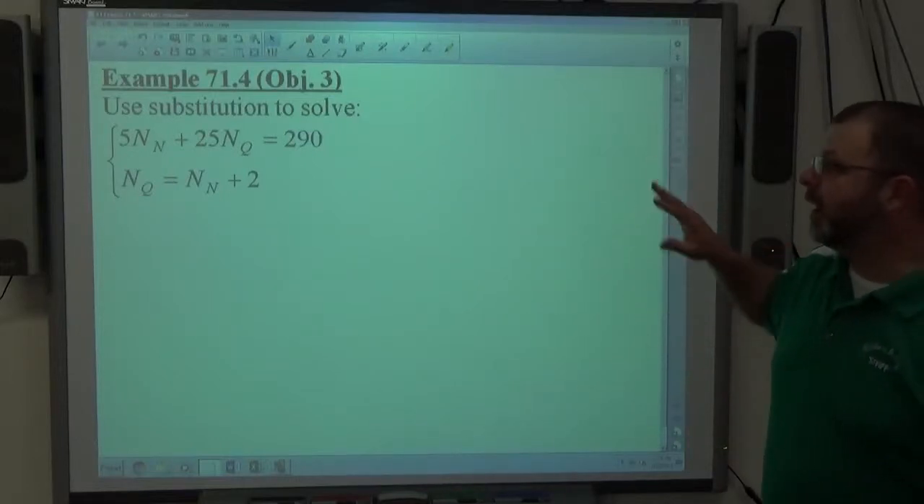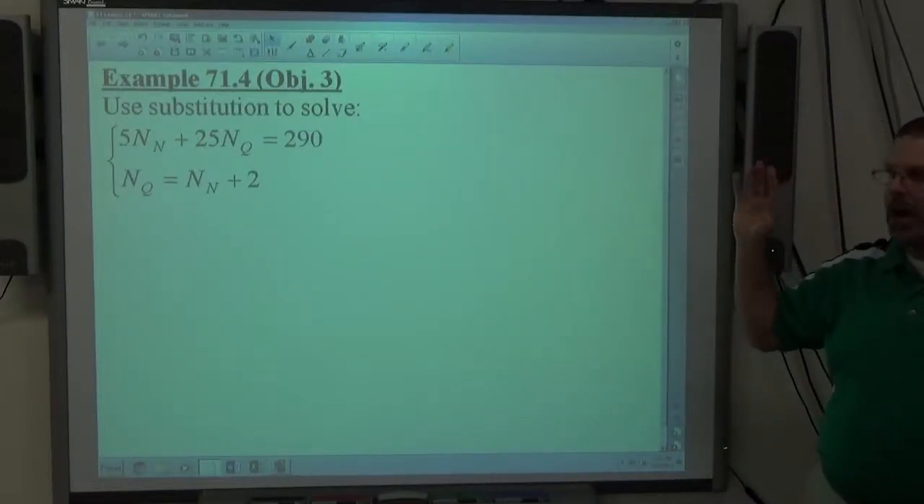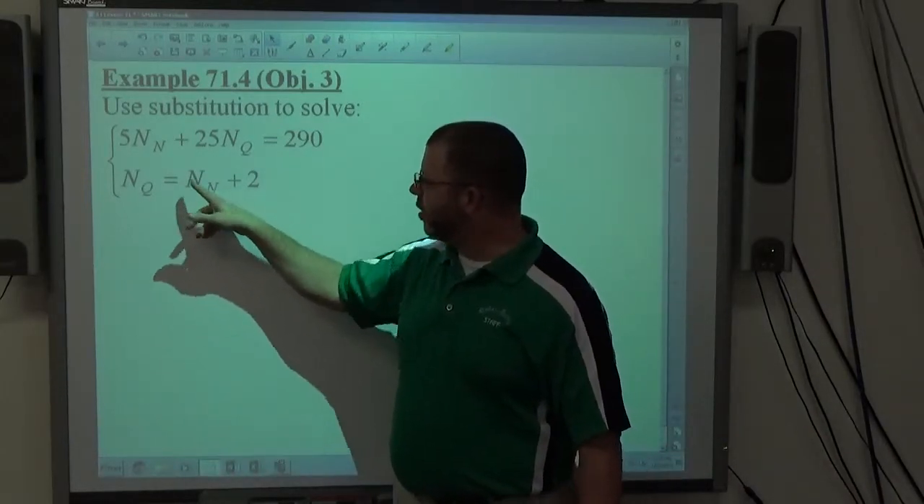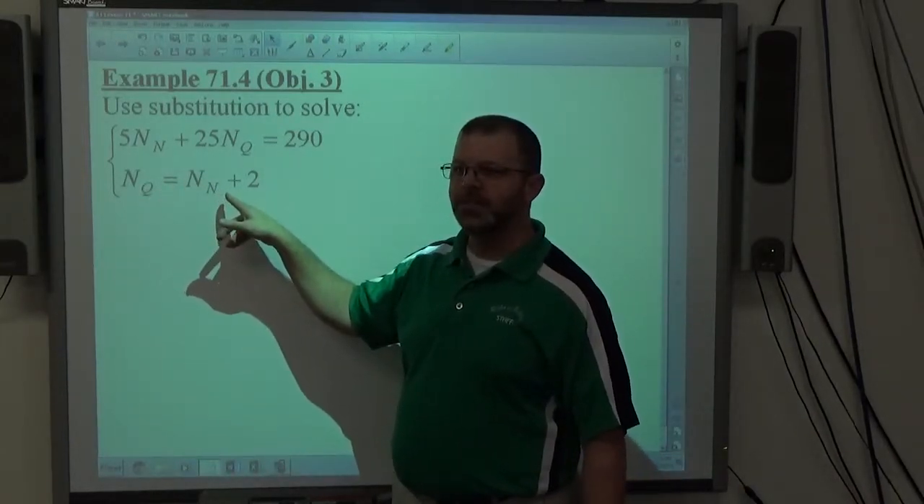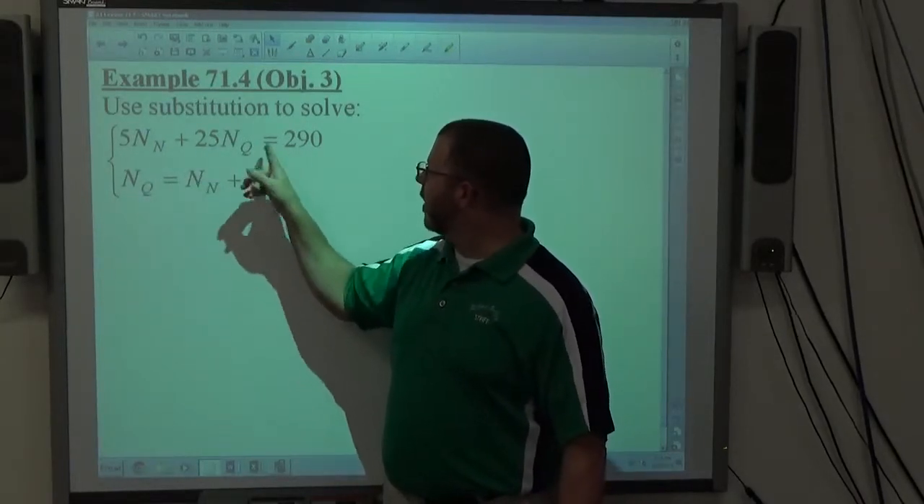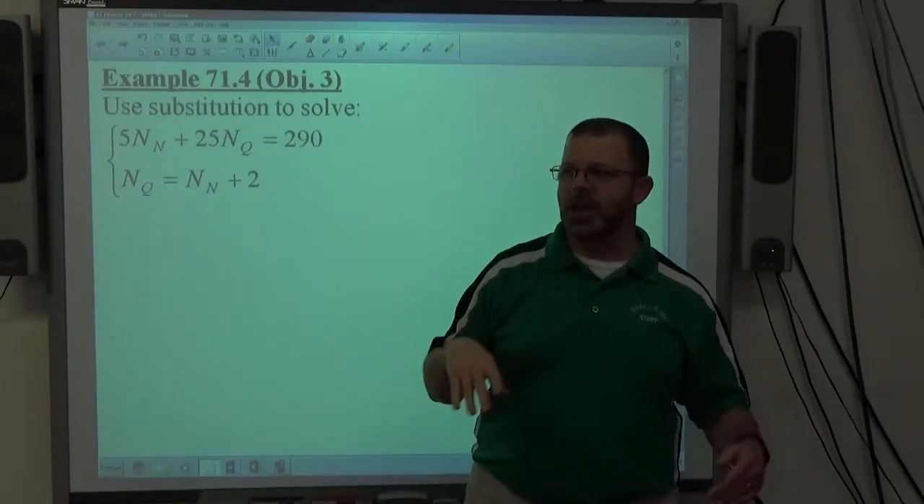Example 4, same idea. This time again, it's a coin problem. Parker has nickels and quarters. He has 2 more quarters than nickels, and the total amount of money he has is $2.90. How many of each type of coin does he have?